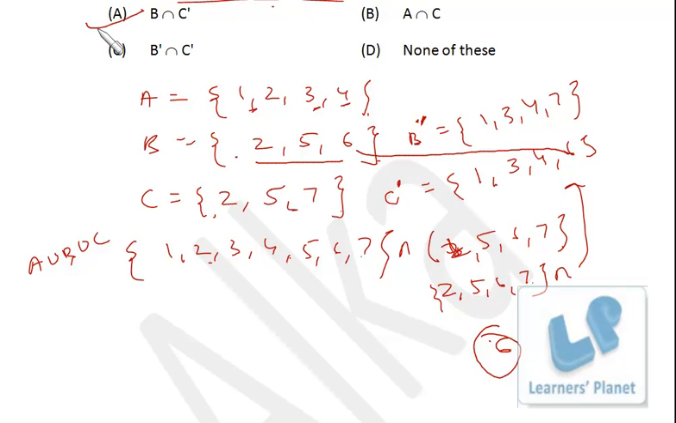So this is the correct choice. Because in this case also we are getting 6, and previously we were also getting 6. So this is how you can solve this problem.